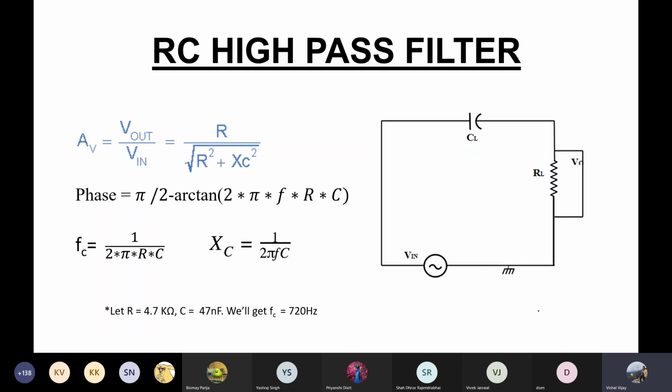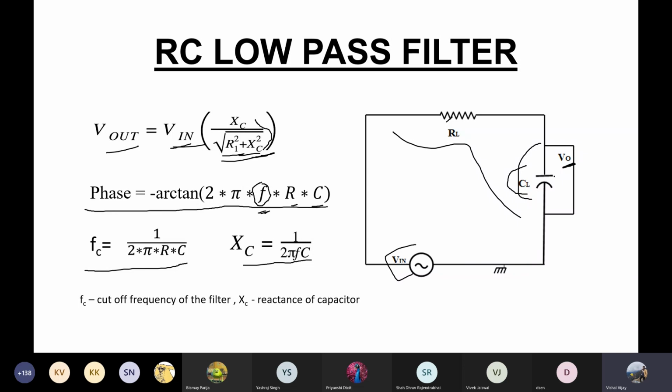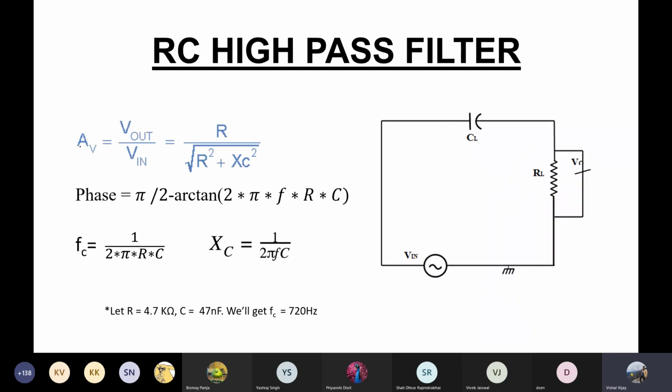And this is how the RC high pass filter looks. I have already told you the circuit eventually is the same, but it differs in where we are taking the voltage. In this, we are measuring the voltage across the resistance. In the other one, we took the voltage across the capacitor. So here, this is nothing but R. We will take this across R upon the square root of R square plus X square. The denominator remains the same. Just the numerator part is different, because in that one we were taking the voltage across the capacitor, that's why XC, and in this one it's R.